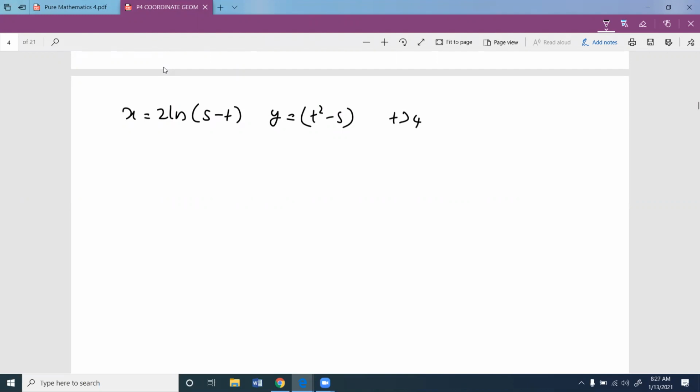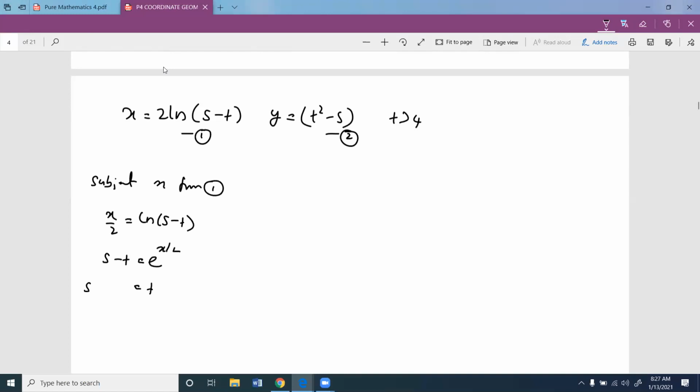The Cartesian equation you can write. I'll just get the first equation here and the second equation here. So you can subject x from the first equation: x over 2 is equal to ln(5 minus t). Therefore, 5 minus t is equal to e to the power x over 2. Therefore, t is equal to 5 minus e to the power x over 2. So you can substitute it into the second equation.